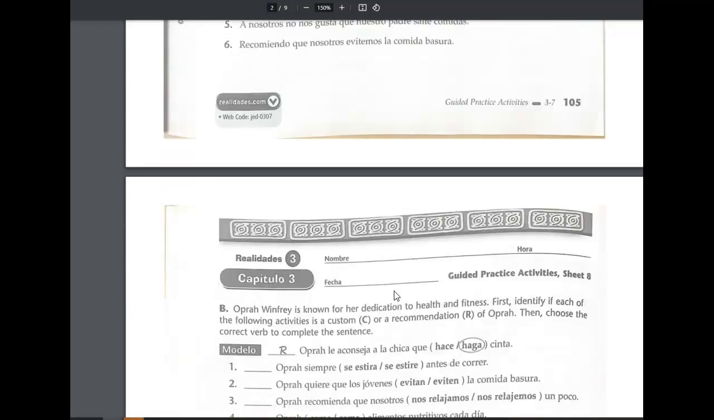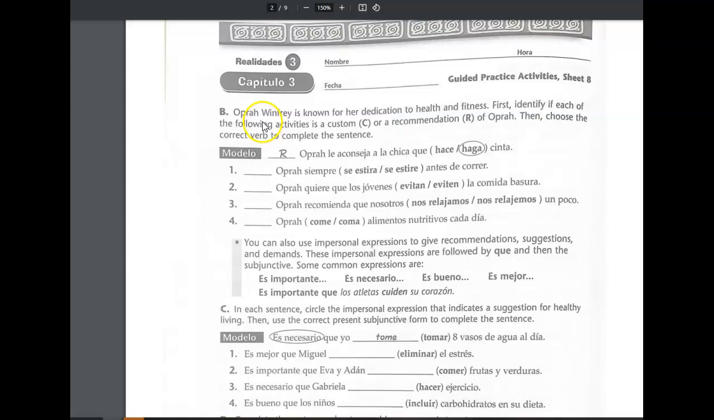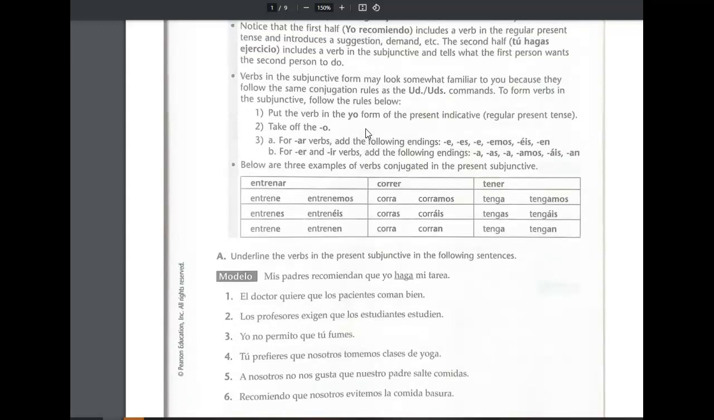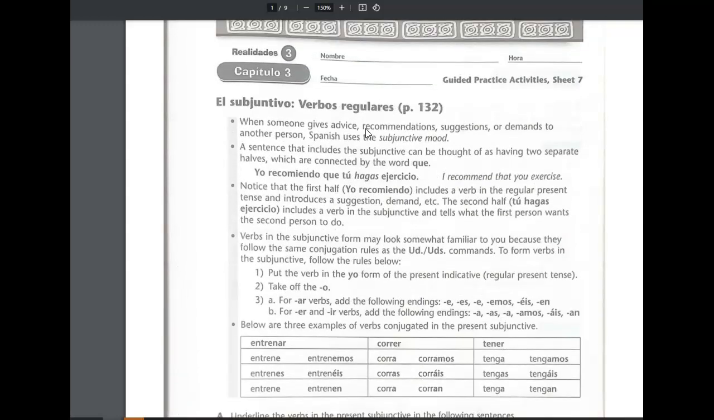All right, so that's part A. Part B, on the next page, Oprah is known for her dedication to health and fitness. Identify if each of the following activities is a custom, meaning it's something that the person does. It is a verb expressed in the regular present tense.